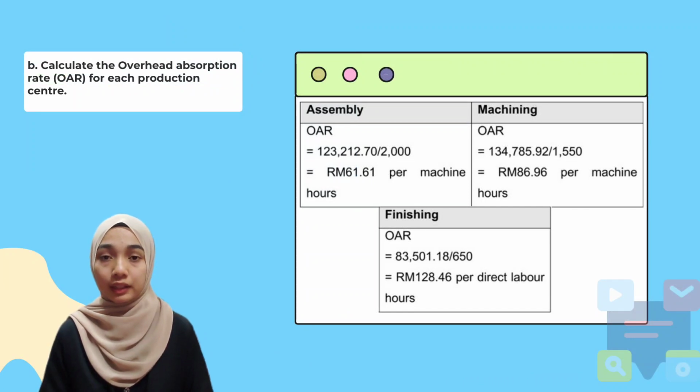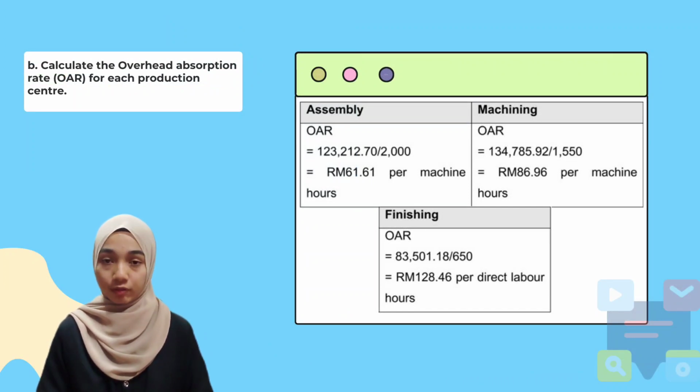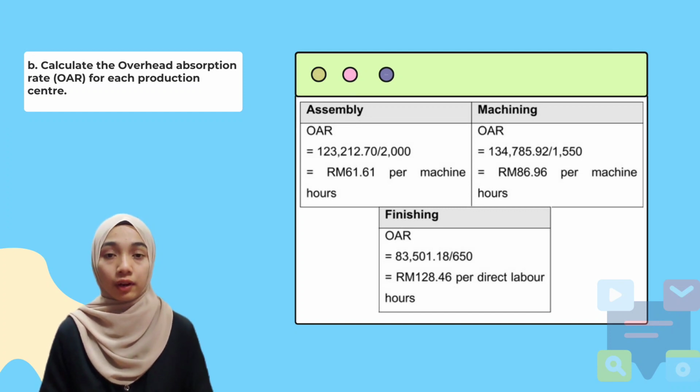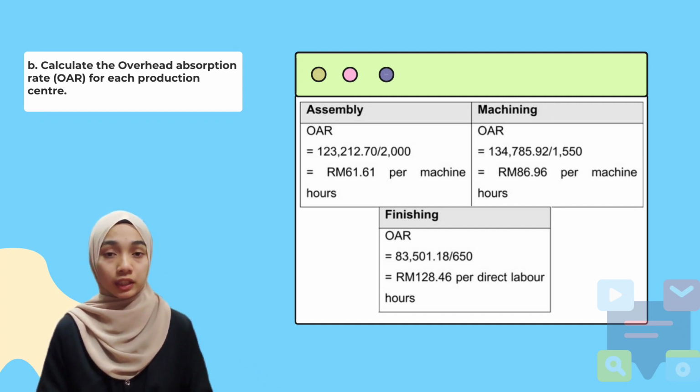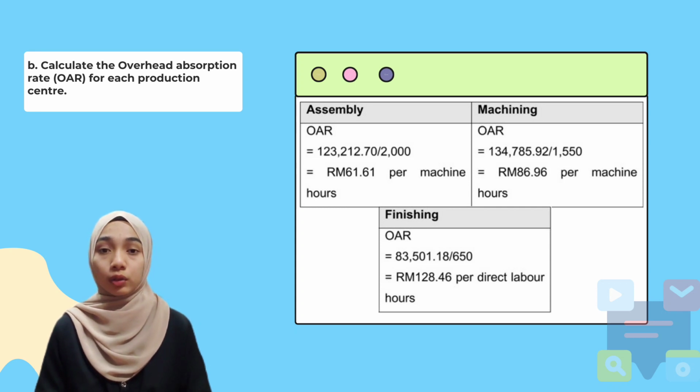For part 1B, we calculate the overhead absorption rate (OAR) using the basis decided in the question. For the assembly department, we calculate OAR using machine hours as our basis. We calculate by using the total overhead after the apportionment, RM123,212.70 divided by 2,000, we get RM61.61 per machine hour.